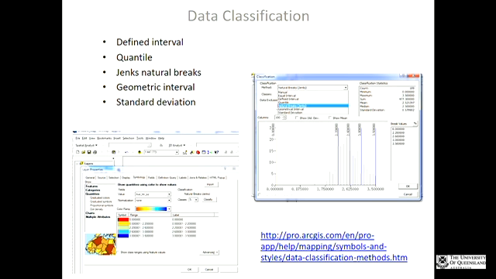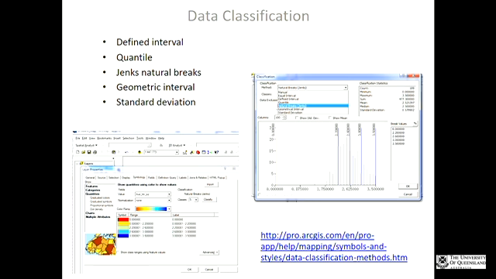You can change the information that's displayed or communicated quite dramatically by altering the classification method. So think carefully about which classification method you use. Okay. So I'm going to look at, I've listed a few here. So one's a defined interval, and this is really where you.